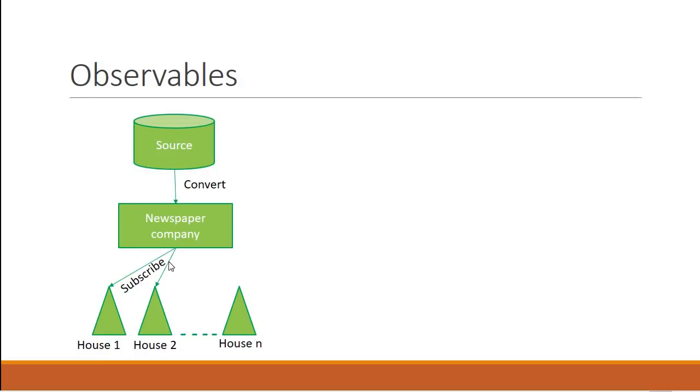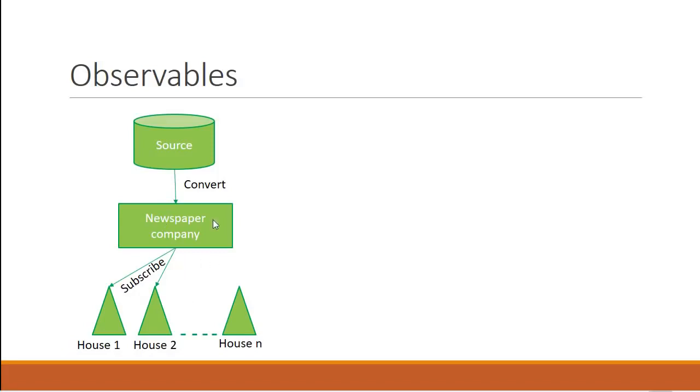Right now, let's say the first two houses have subscribed to this company. So only these two houses will receive the newspaper. And after this point, what the people want to do with the newspaper is completely up to them. The newspaper company does not bother about it. House 1 might read the newspaper, whereas House 2 might make paper planes out of them. But the company's responsibility is done.